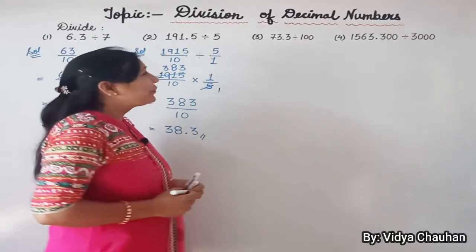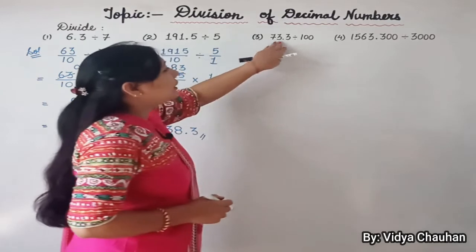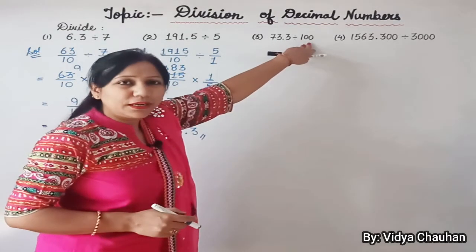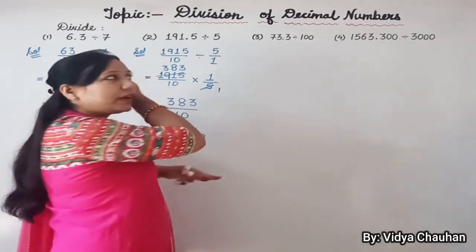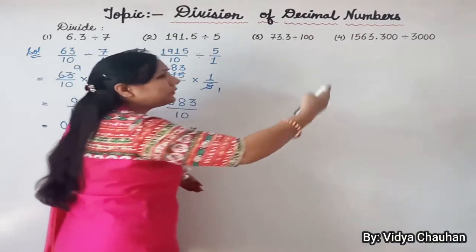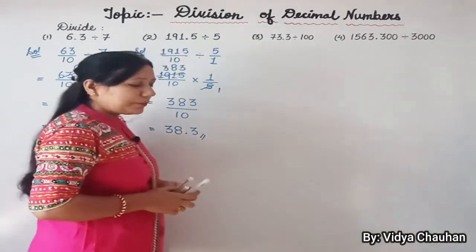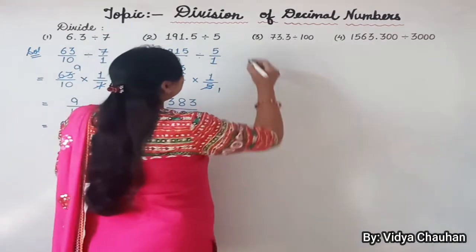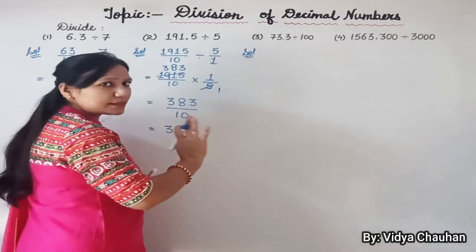Clear, students? Moving forward to the next part, in which you have to divide a decimal number by 100. So this type of question will be there in your book, in which you have to divide a decimal number by 10, 100, 1000. That means multiples of 10. So let's see how to do the solution of this type of question. Process will be the same.